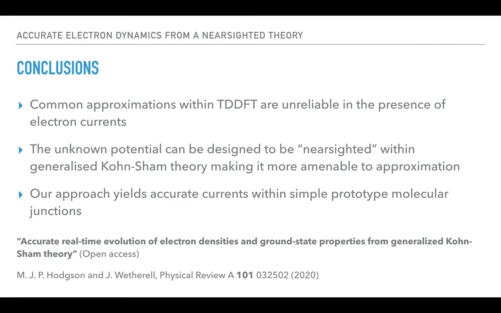In conclusion, commonly used approximations within time-dependent density functional theory are unreliable for modeling strong electrical currents in molecules. We have shown that generalized Kohn-Sham theory can be used to design the unknown portion of the Kohn-Sham potential to be nearsighted, meaning that each part of the potential is primarily concerned only with the properties of the electrons in its local vicinity. Hence, a simple local density approximation to our nearsighted potential yields accurate electronic currents for prototype systems in which the approximate results can be compared against the exact.